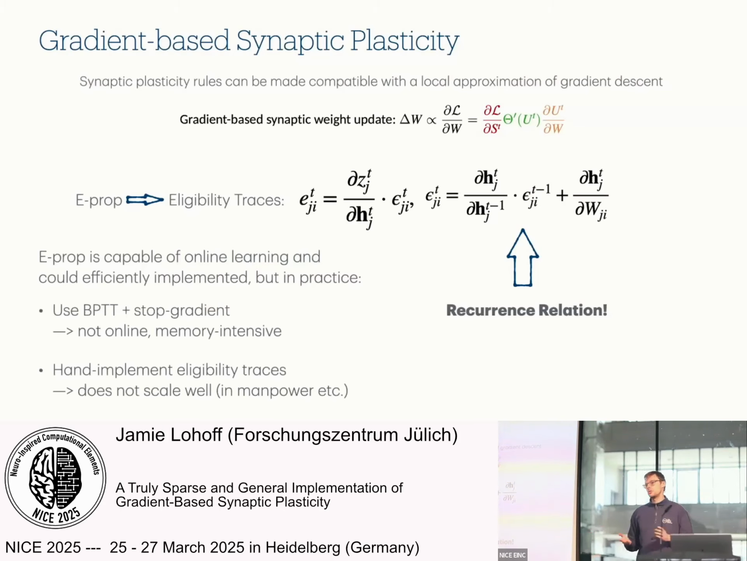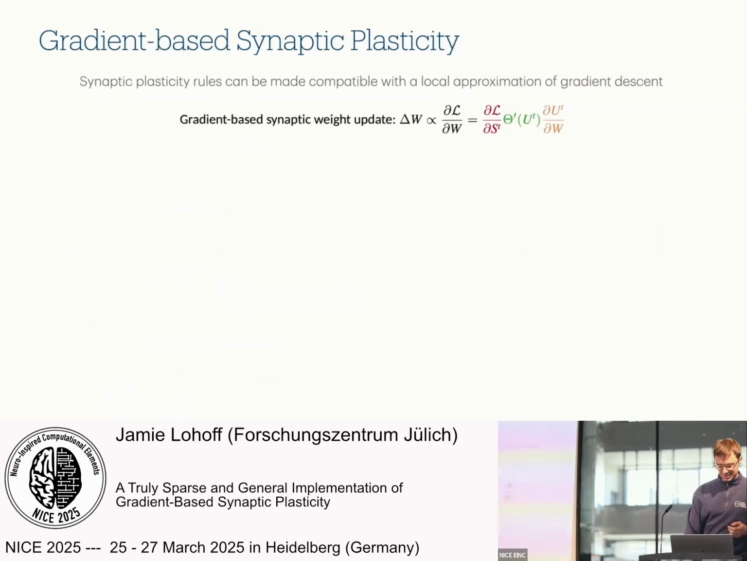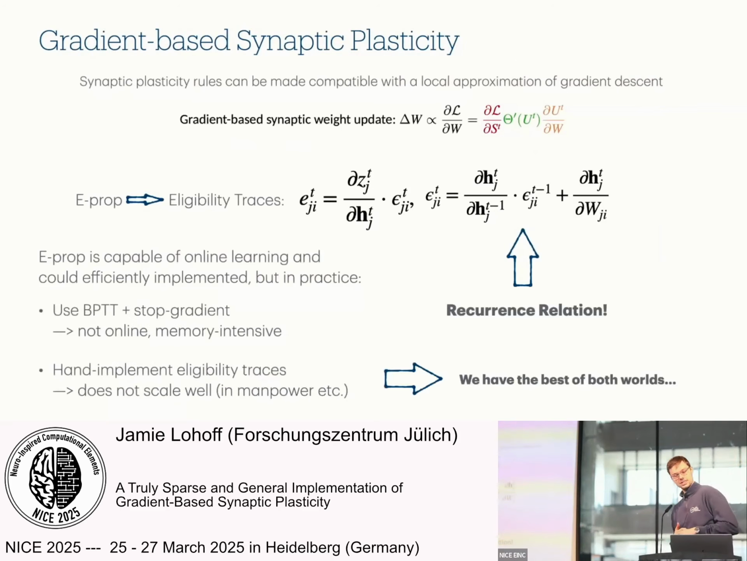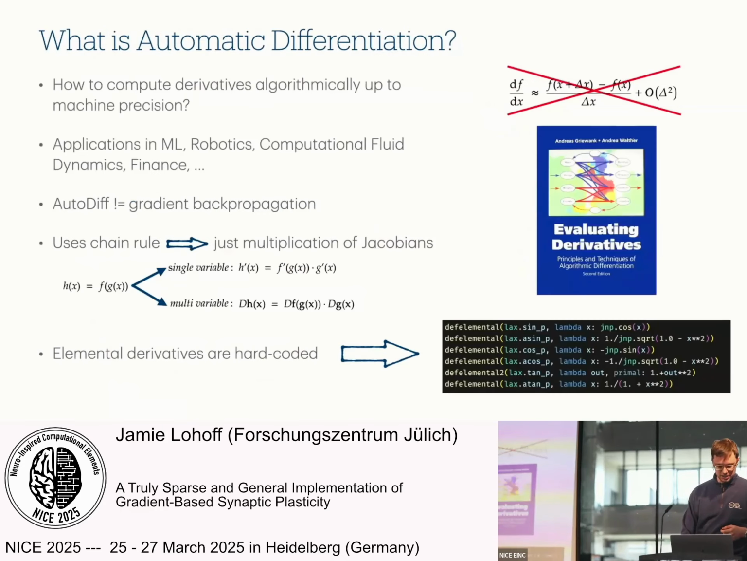And the other thing that you can do, which they did in the original paper, is they implemented stuff by hand. But implementing stuff by hand scales really badly in terms of manpower and so on. So you can make mistakes when you derive the gradients and so on. If you want to test out a new neuron type or whatever, that also scales really badly. So we removed all these things, and we have the best of both worlds, so to say. So how do we do that? So typically when you compute gradients in the machine learning domain, what you use is automatic differentiation.